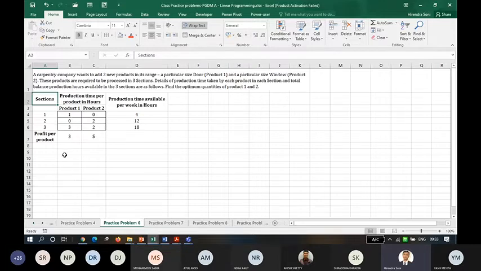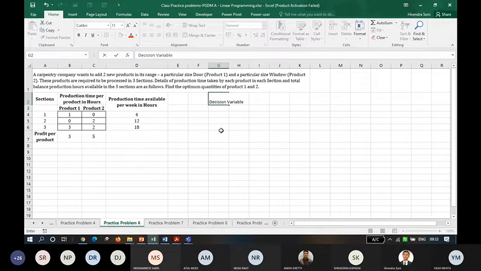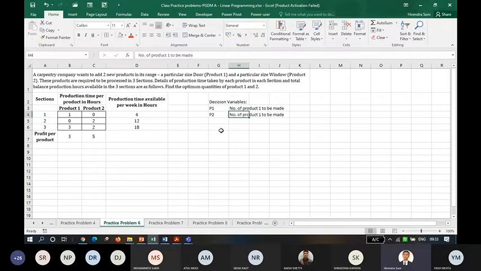Decision variable would be how many units of A. We can take this as P1 and this as P2. So P1 is number of product 1 to be made and P2 would be number of product 2 to be made. Right? Fine up to this? Yes, sir.